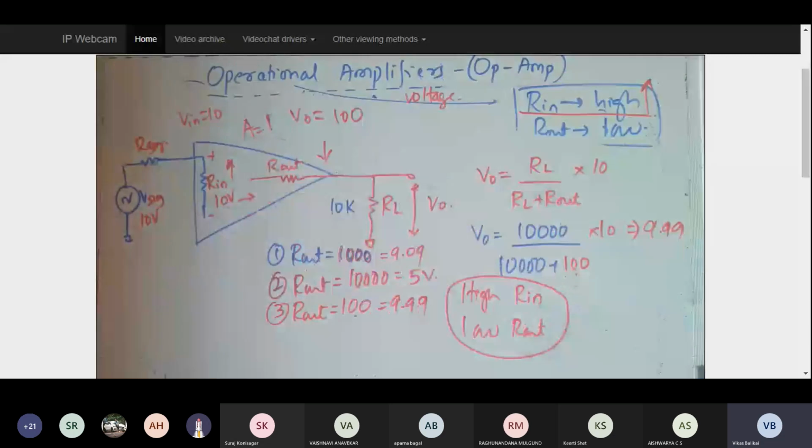Ideally speaking, when you want to do the same analysis with respect to the ideal scenario, wherever it comes out high, call it infinite, and wherever it comes out low, call it 0. This is my ideal scenario.